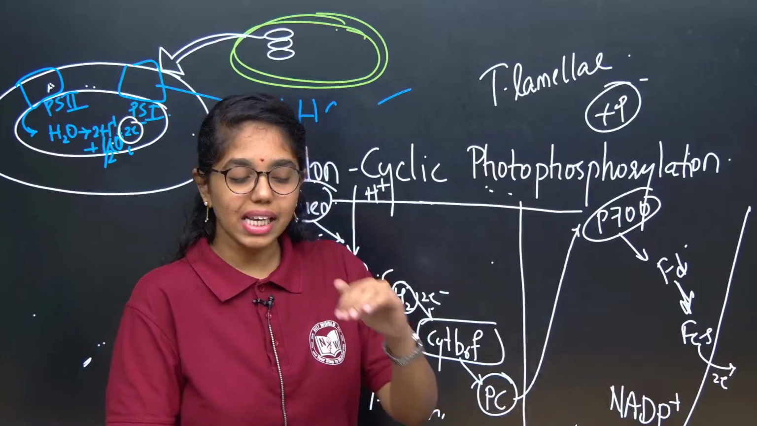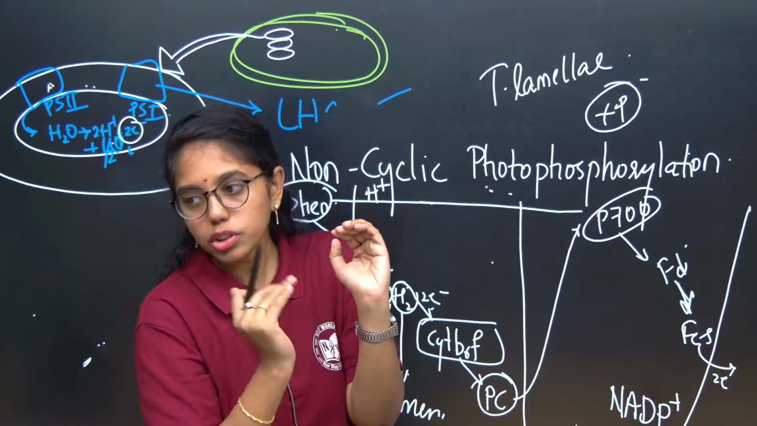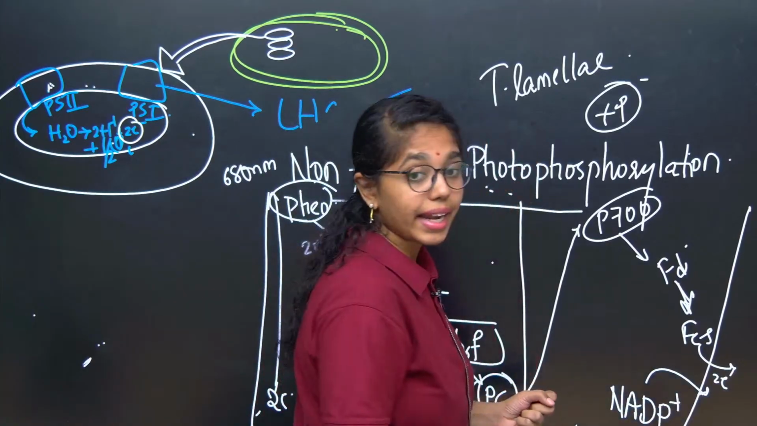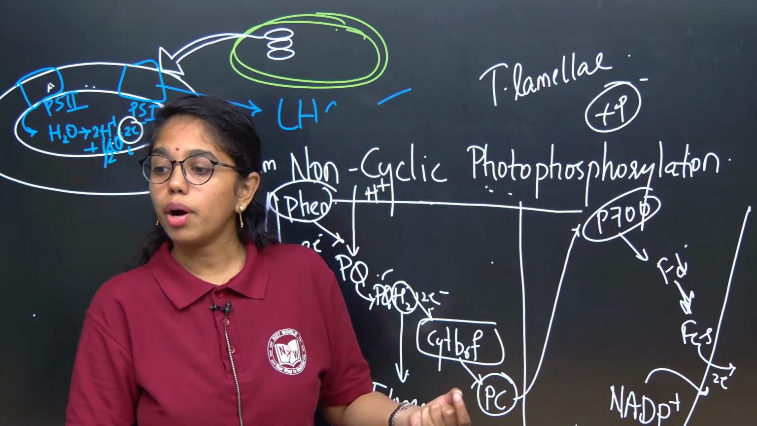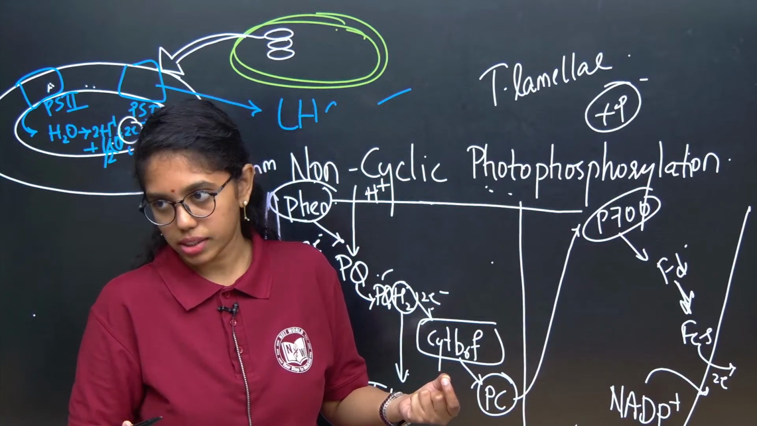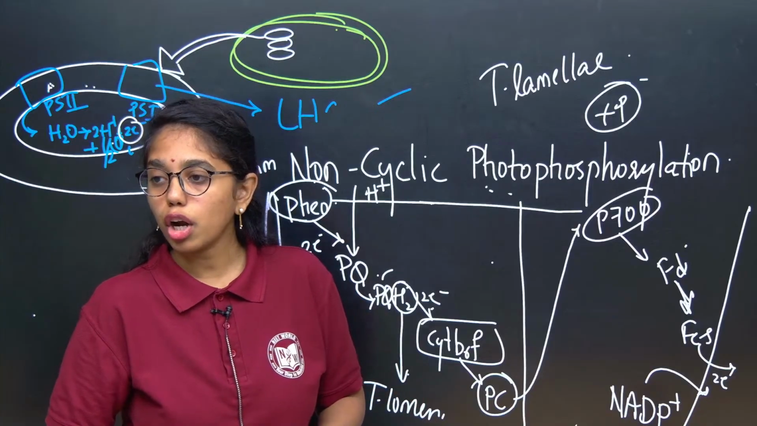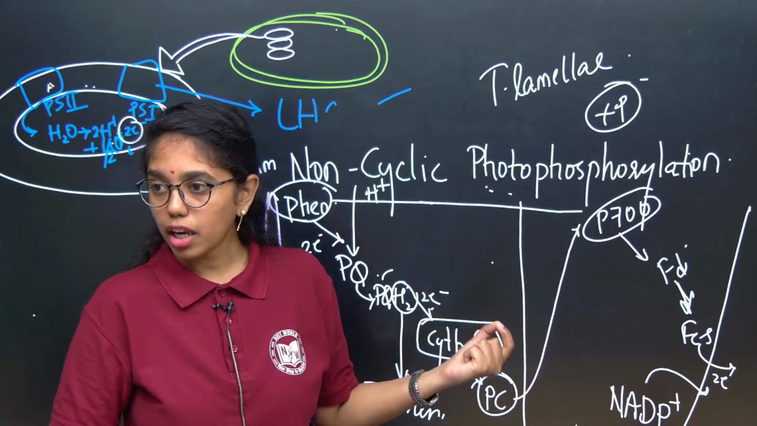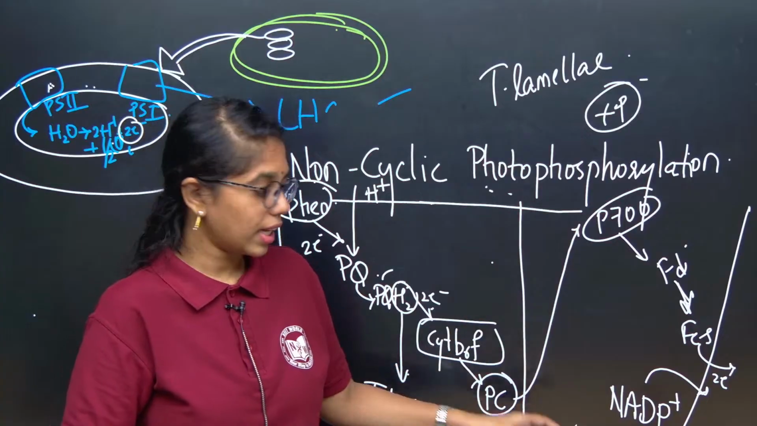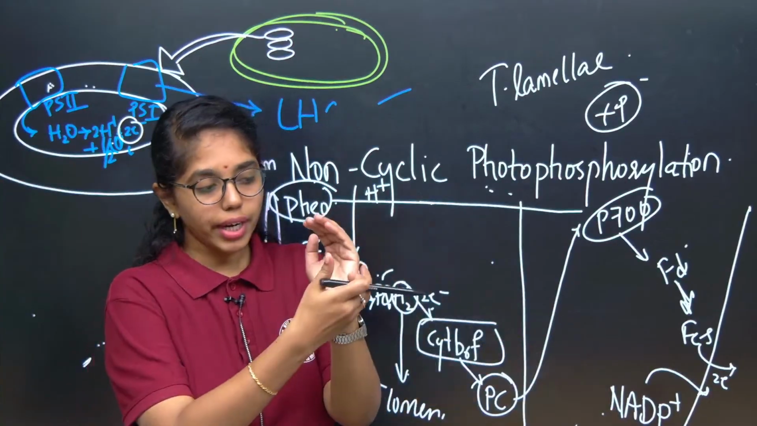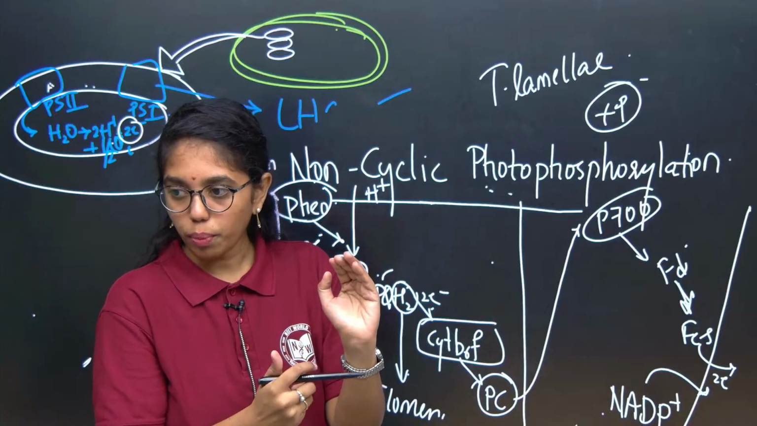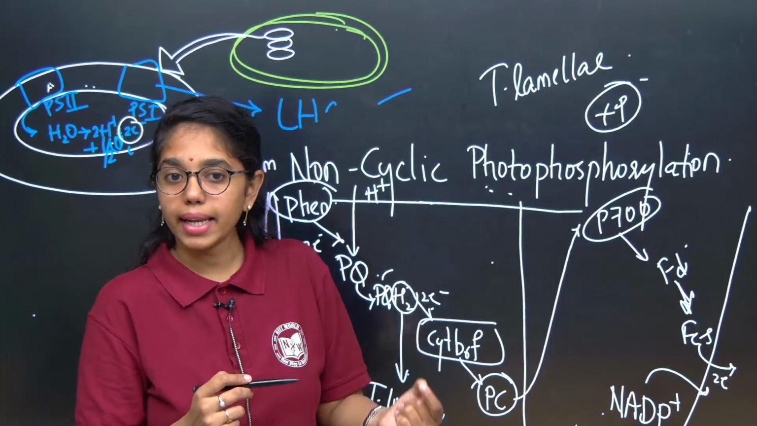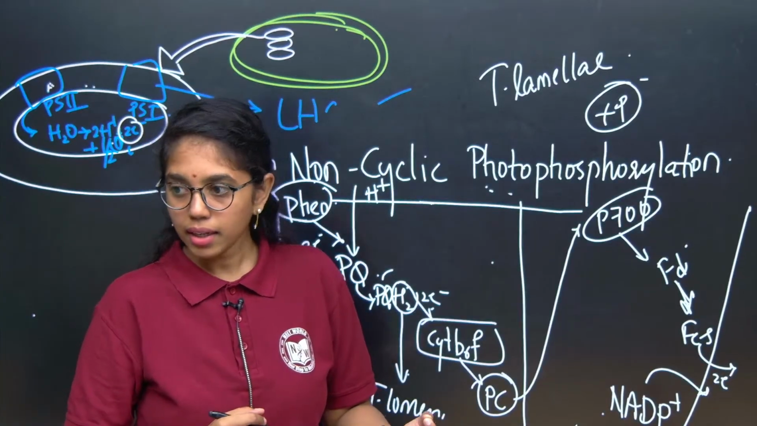This NADP plus is attached to the membrane, towards the stroma. And utilizing 2 electrons, this forms NADPH by the enzyme NADP reductase. So, what is the ultimate electron acceptor of non-cyclic photophosphorylation? The ultimate electron acceptor of non-cyclic photophosphorylation is NADP plus, which is attached to the membrane towards the stroma. Utilizing the electrons, it gets converted to NADPH by the enzyme NADP reductase. Clear to you?